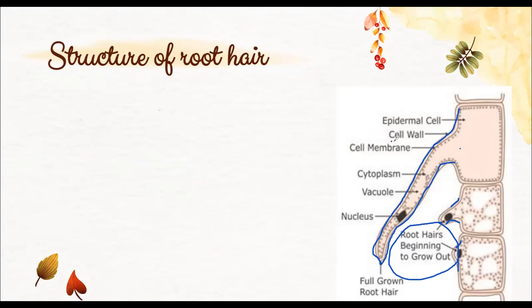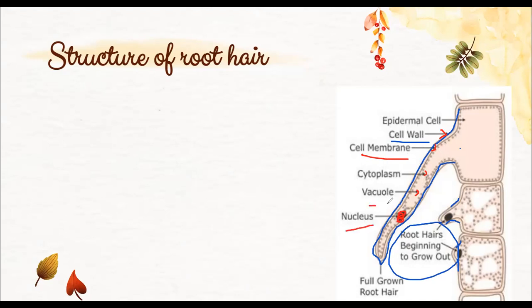Then you see the cell wall of the root hair. This is the outermost membrane, the cell wall. Then you have the plasma membrane, the inner layer, which is the cell membrane. Then you have the cytoplasm, then the vacuoles. All of you are familiar with these terms. This black thing stands for the nucleus.